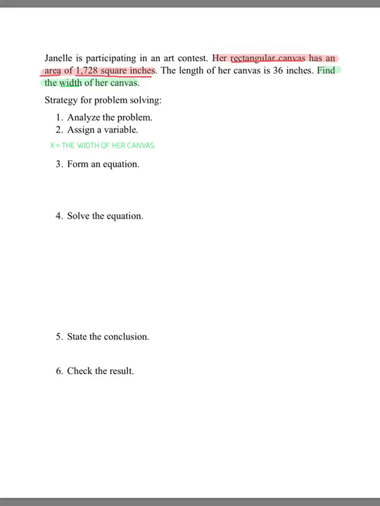So we already have ideally an equation that we can create. So we know that we're working with a rectangular canvas. So go ahead and draw a rectangle. And since it is a rectangle, the formula for the area is going to be length times width. So I'll go ahead and use x and y, where we know x is the width of our canvas. So therefore, y is going to represent the length.